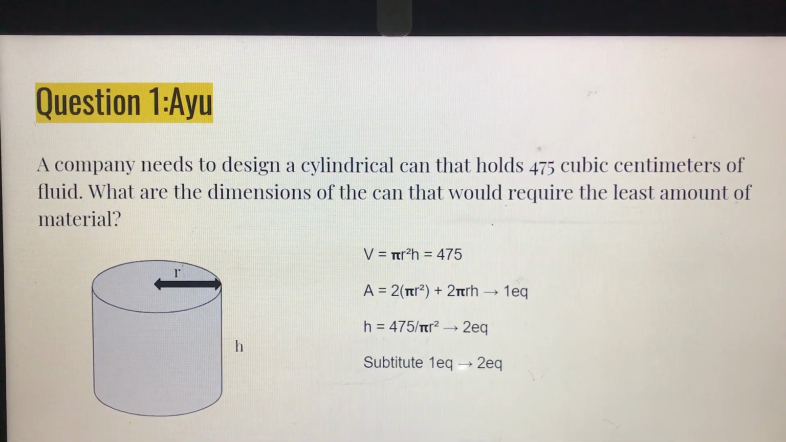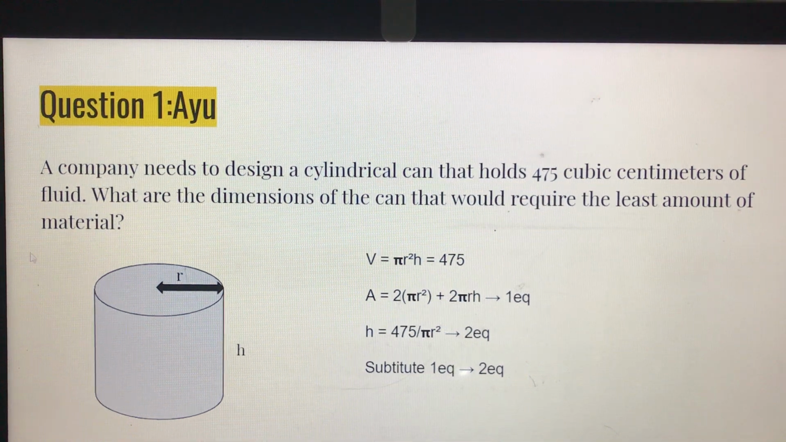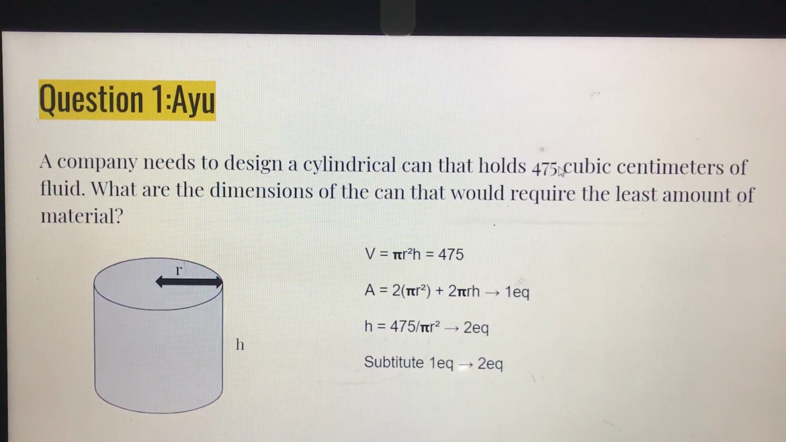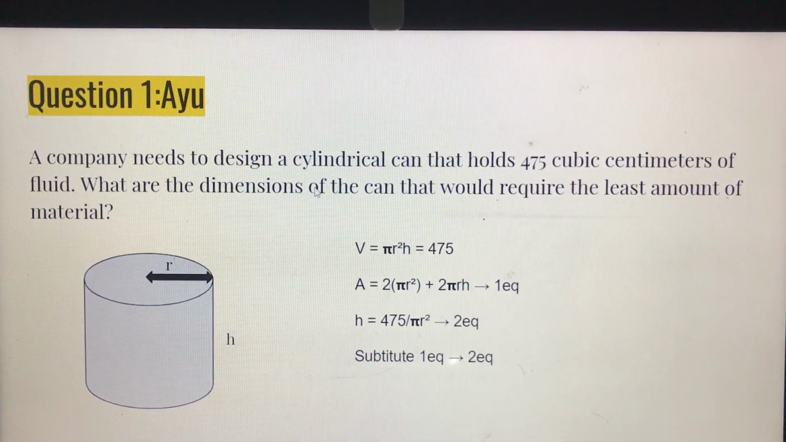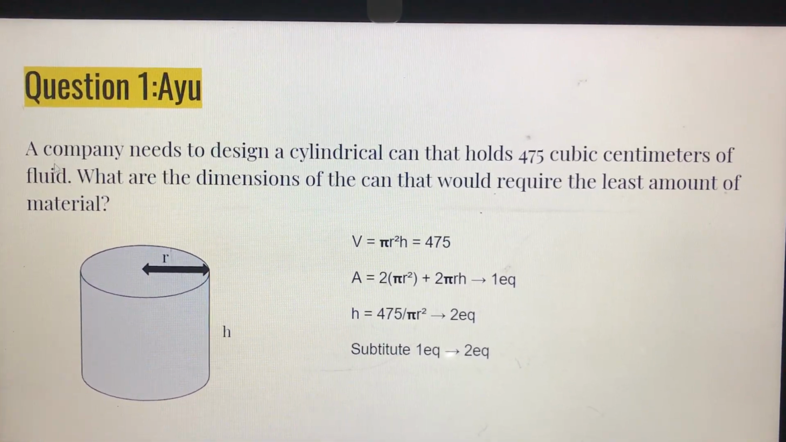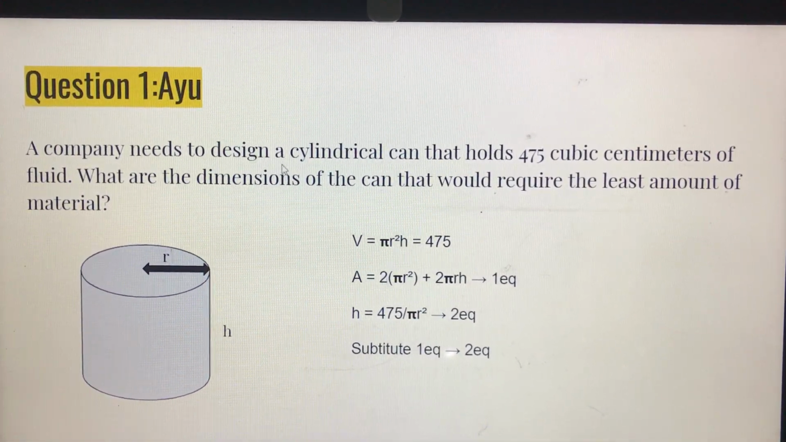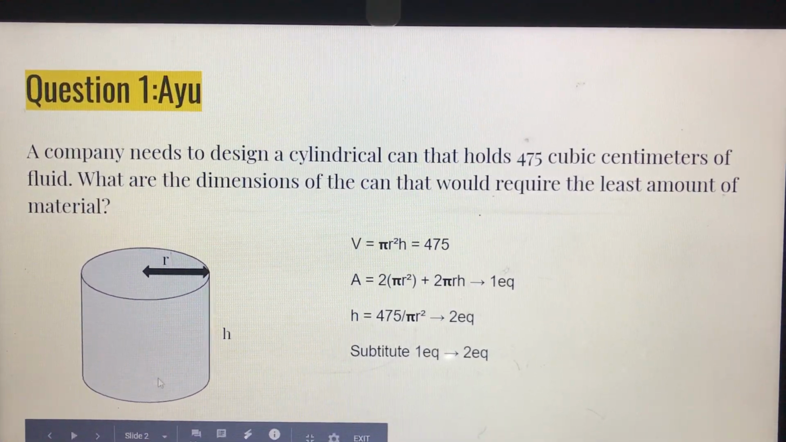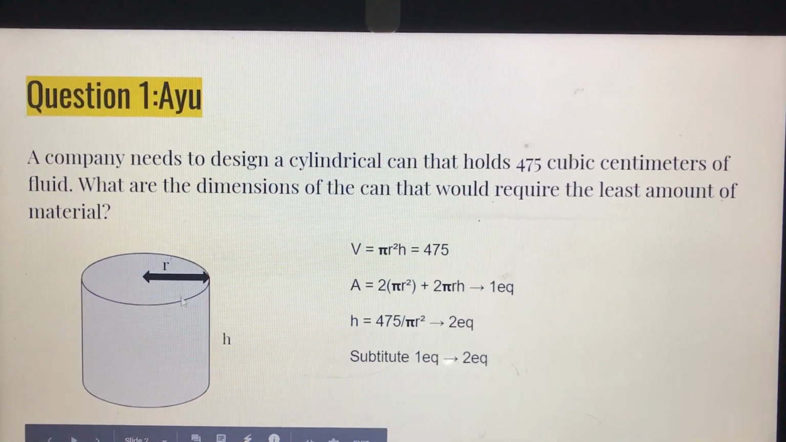So my question is question number 1, which is: a company needs to design a cylindrical can that holds 475 cubic centimeters of fluid. What are the dimensions of the can that would require the least amount of material? So, from this question, we can see that the shape we use is cylindrical, which is a cylinder. So we have to draw a cylindrical shape like this.